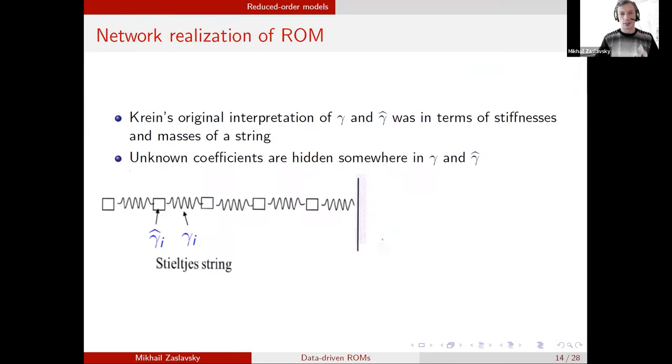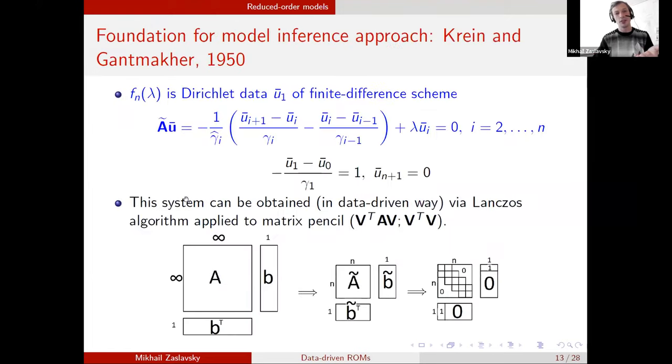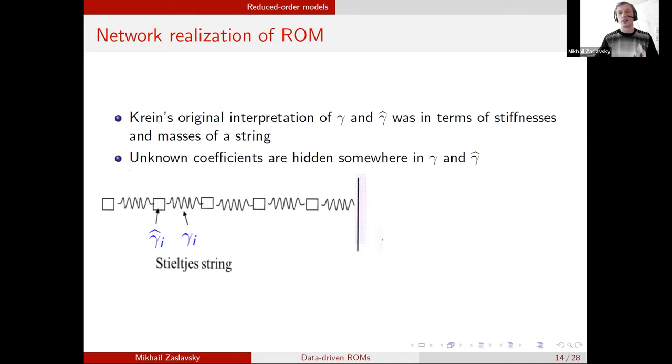So, as I mentioned, that system precisely corresponds to an oscillator with masses and springs that had been considered by Krein and Gantmacher in the 1950s. So that system already has a physical meaning, right? It's not just an abstract linear system, an abstract matrix pencil, V transpose AV and V transpose V. It already has physical meaning. That means we're sort of close to our goal. The goal is to infer some medium parameter directly from the data, right? When that matrix pencil has essentially no physical meaning, this guy already does have it. So essentially, all the medium parameters are hidden somewhere in these coefficients, gamma I hat and gamma I, correct? That's what we'll be doing in the next few slides.